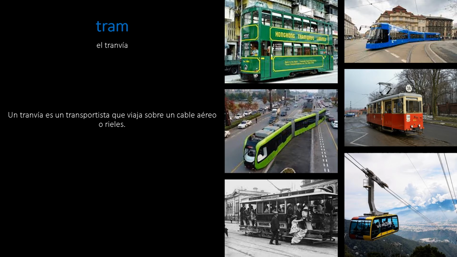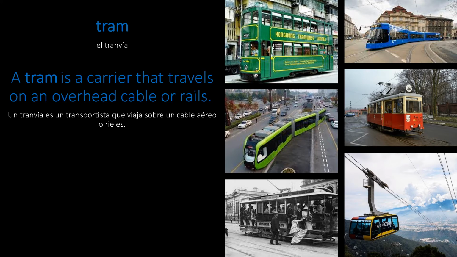Tram. A tram is a carrier that travels on an overhead cable or rails. Examples: cable car, trolley, streetcar.